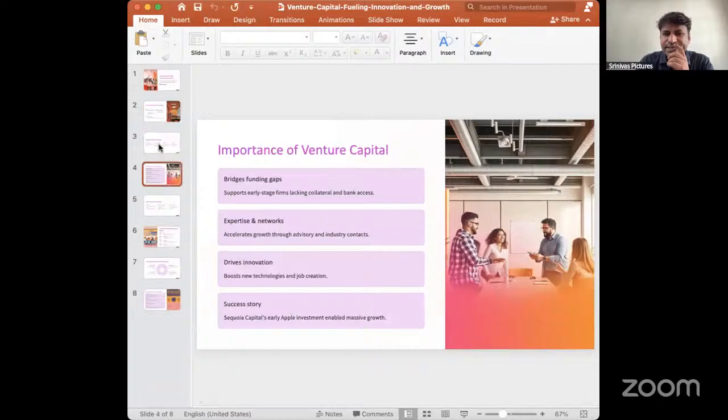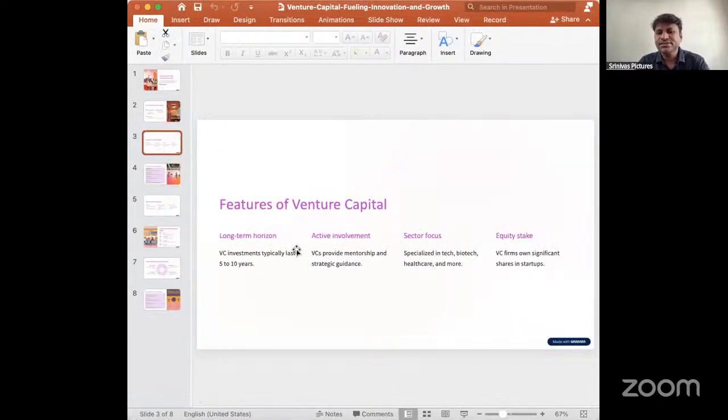Here I mentioned some of the features. It is a long-term and high-risk project with active involvement. Venture capital provides mentorship and strategic guidance. Sector focus: specialized in tech, biotech and healthcare, they focus on these areas. And equity stake: venture capital firms own significant shares of startups. So these are the features.